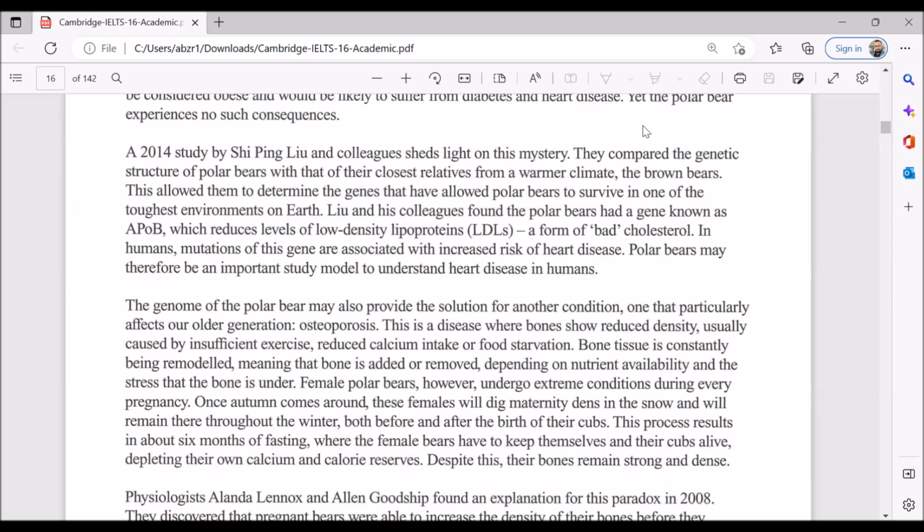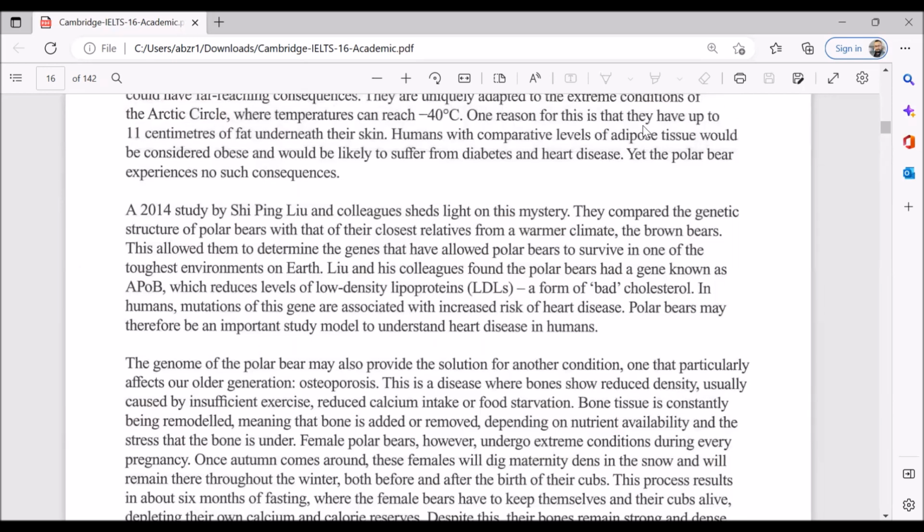And if we also get the context from the paragraph number 1, they were saying that they have 11 centimeter fat underneath their skin. But if the similar type of fat would be there in the human body, they would have suffered from heart diseases and so many other. So the information they are saying, polar bears may therefore be an important model to understand the heart diseases in human. And then they are also saying, this allowed them to determine the genes that have allowed polar bear to survive in one of the toughest environments on earth. A polar bear had a gene known as APOB, which reduces level of low density lipoprotein. So the answer should be true.